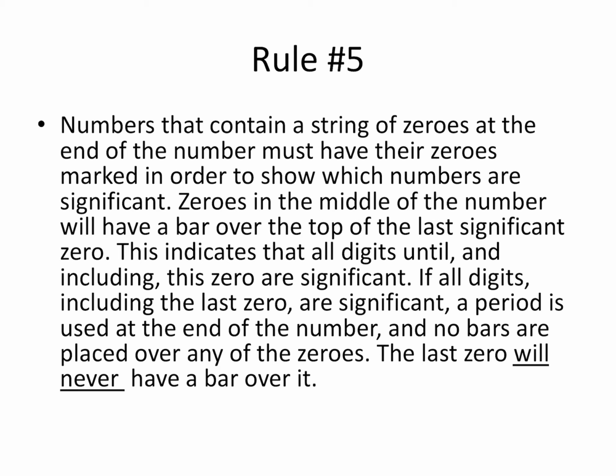Rule number 5. This one is about numbers that are 1 or bigger that have a string of zeros and end in a 0. So it's probably easiest just to work out the examples for this one. What you will find here is that if you have a series of zeros and a 0 in the middle is significant, and everything up until then is significant, we would put a bar on top of the 0. If all of the zeros in our string of zeros are significant and it's at the end of the number, we put a decimal at the end.